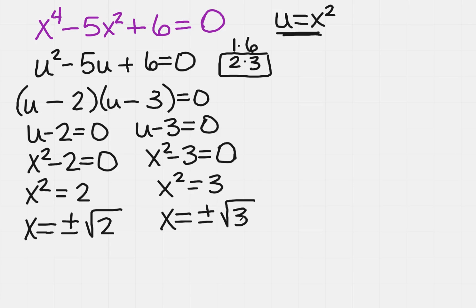Now remember, there's this way to write it, and you can also do the solution set. So if you do the solution set, you need your negatives to come first. So the negative square root of 3, negative square root of 2, and then the square root of 2 and the square root of 3.